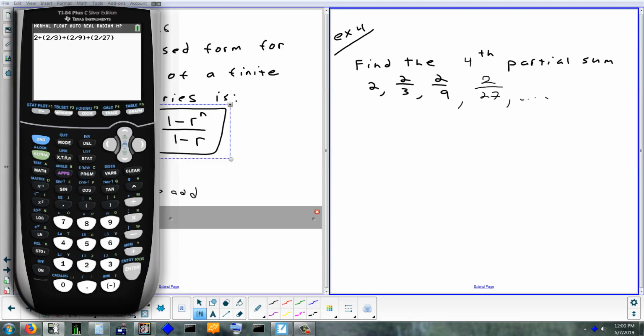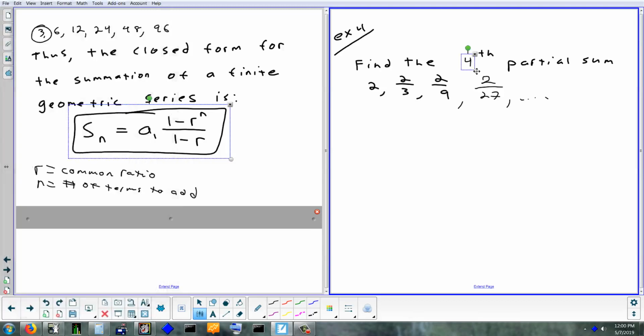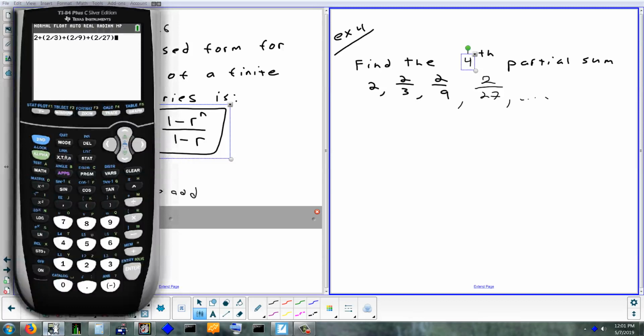Call it a day. If you wanted me to find the 500th partial sum, I'm not going to add up 500 numbers like I did here. It's going to take way too long. All right? But 4 is not that bad, and we can check it. So we get about 2.963. Just write that number off to the side.